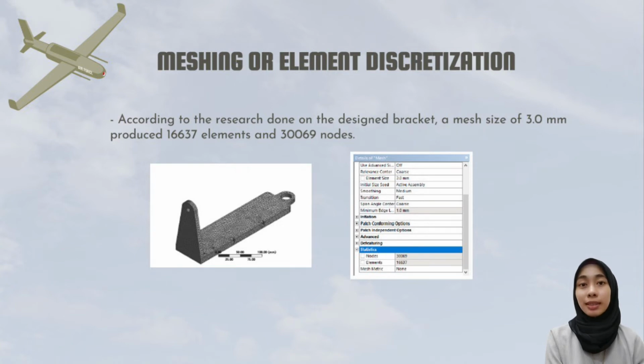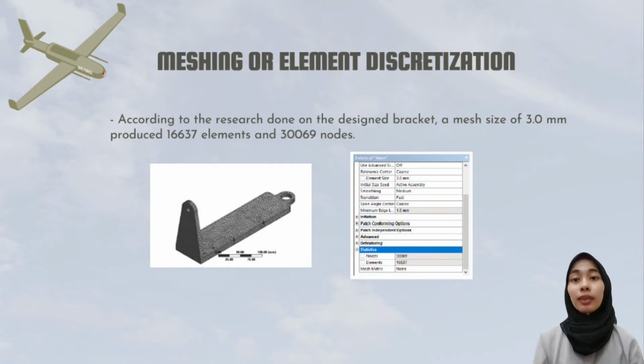Meshing or element discretization. After reaching the condition set for the mass value, this step is to determine that the number of elements must not exceed 120,000 with a mesh size of 3 mm. In the picture, the bracket is set as a tetrahedral element with a 3 mm mesh size. According to the research done on the bracket design, a mesh size of 3 mm produces 16637 elements and 30069 nodes. That means this bracket can be used for the next step.